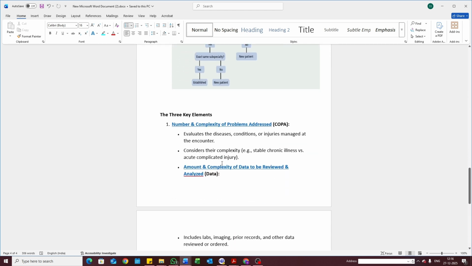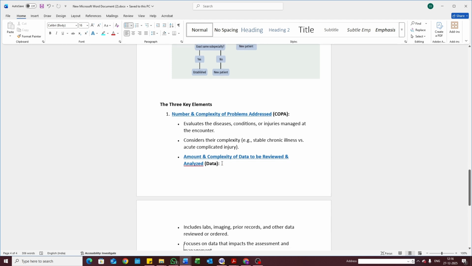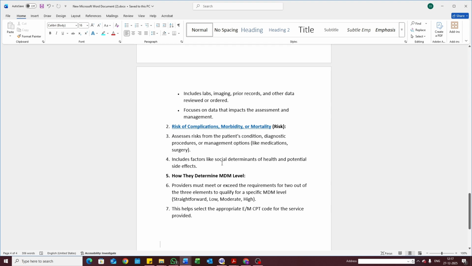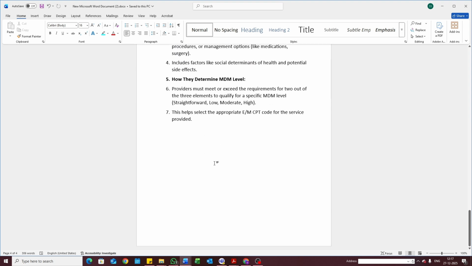The three key elements are: number and complexity of problems addressed. This is for calculating MDM, the medical decision making table. Number and complexity of problems addressed evaluates the diseases, conditions or injuries managed at the encounter. Then amount and complexity of data to be reviewed and analyzed, and risk. This is how they determine MDM levels.